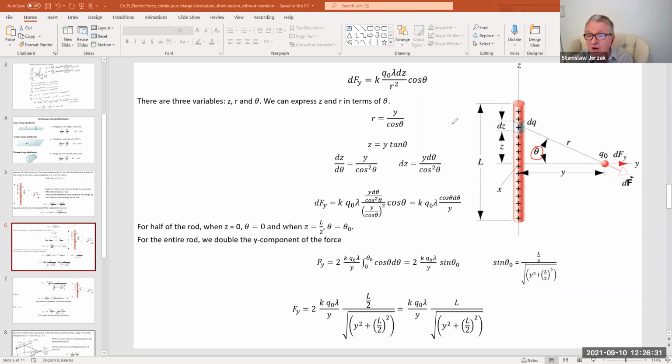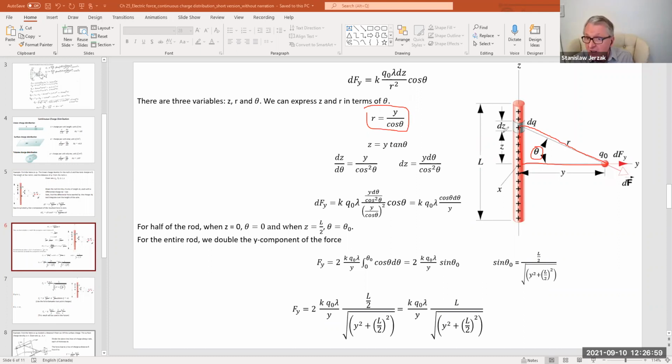So if this is my goal, then as I've mentioned, I use this triangle, and express r from this triangle, which is the hypotenuse. I can write it as y divided by cosine theta. Remember, y is constant, y is given, y is not a variable. Okay, so this is one. So instead of r, I can substitute this, because y is given, and theta should be my variable.